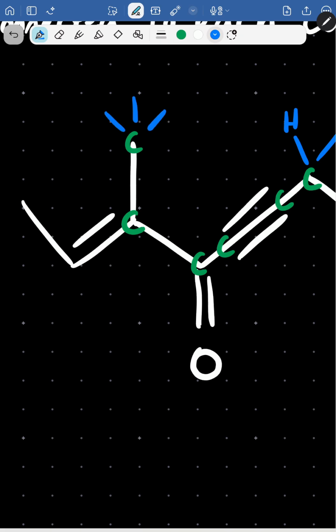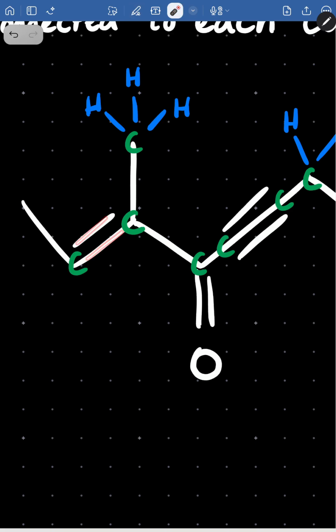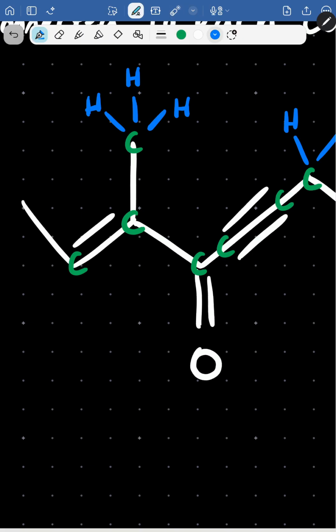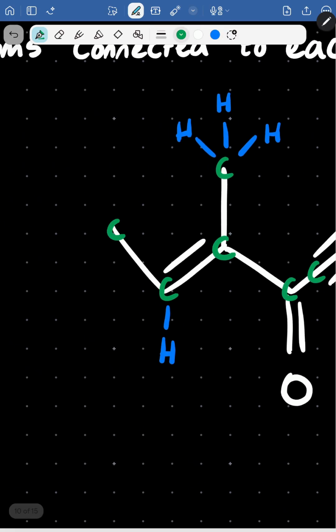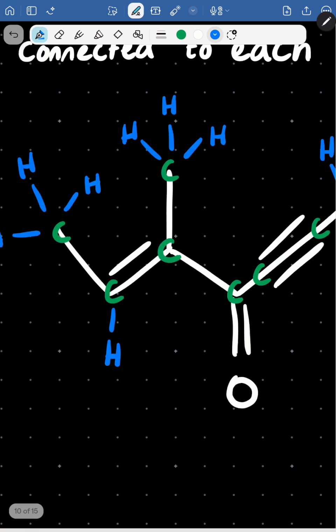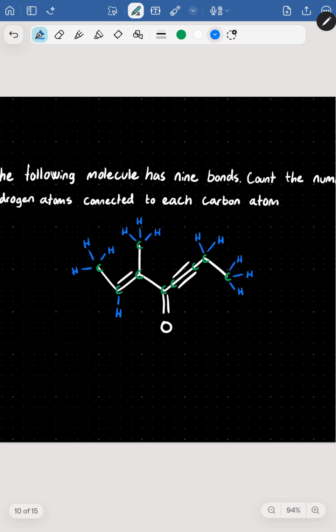So let me draw that. And the carbon here, it has 1, 2, 3 bonds. That means it has 1 hydrogen. And then it's a single bond again, which means it has 3 hydrogens. There we go. So that's the exercise done and dusted.